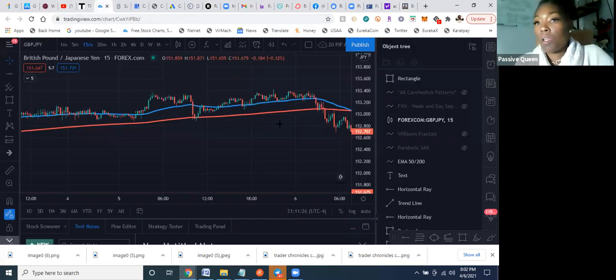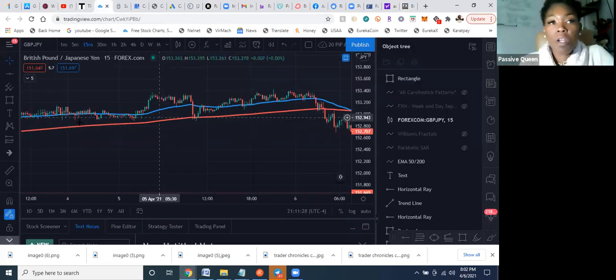All right, here we go. Wait for it to break and retest. All of this was a no trade zone. Look at that. That was just a hot mess.